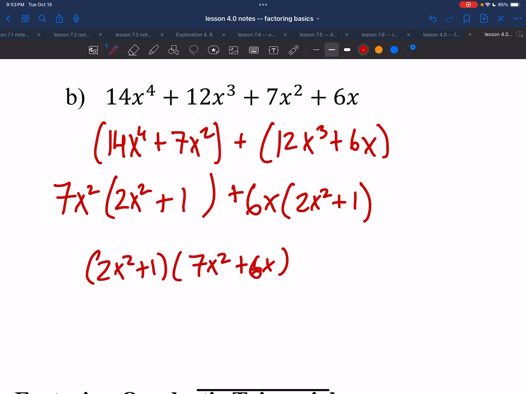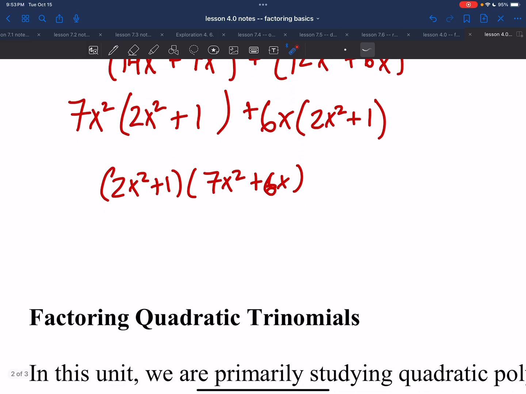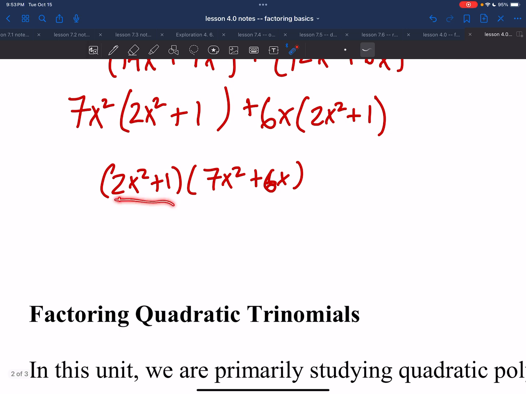Now, you might be inclined to say, oh, I'm done. And I would say, well, you did the hard part. Yeah, it's true. But is it completely factored? Well, not quite. 2x squared plus 1 is good. But notice 7x squared and 6x. Well, those still share something, right?